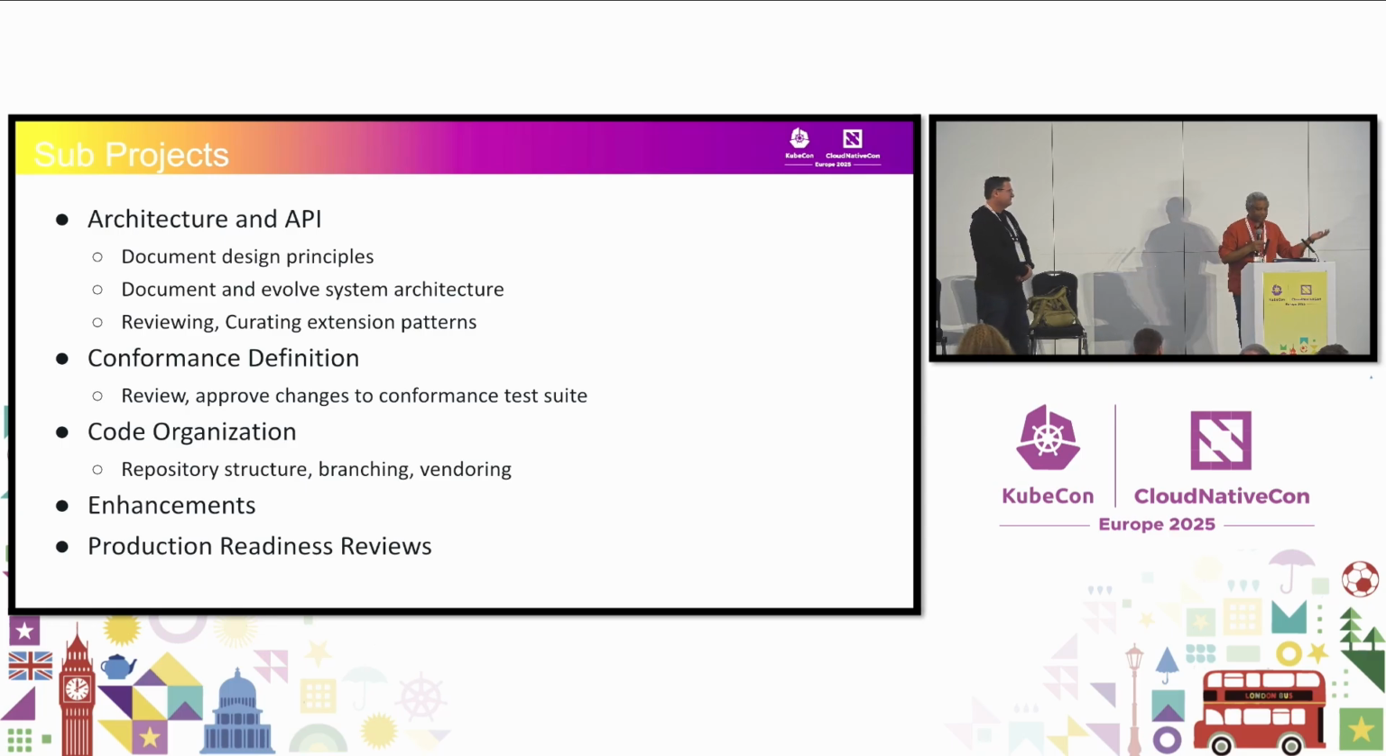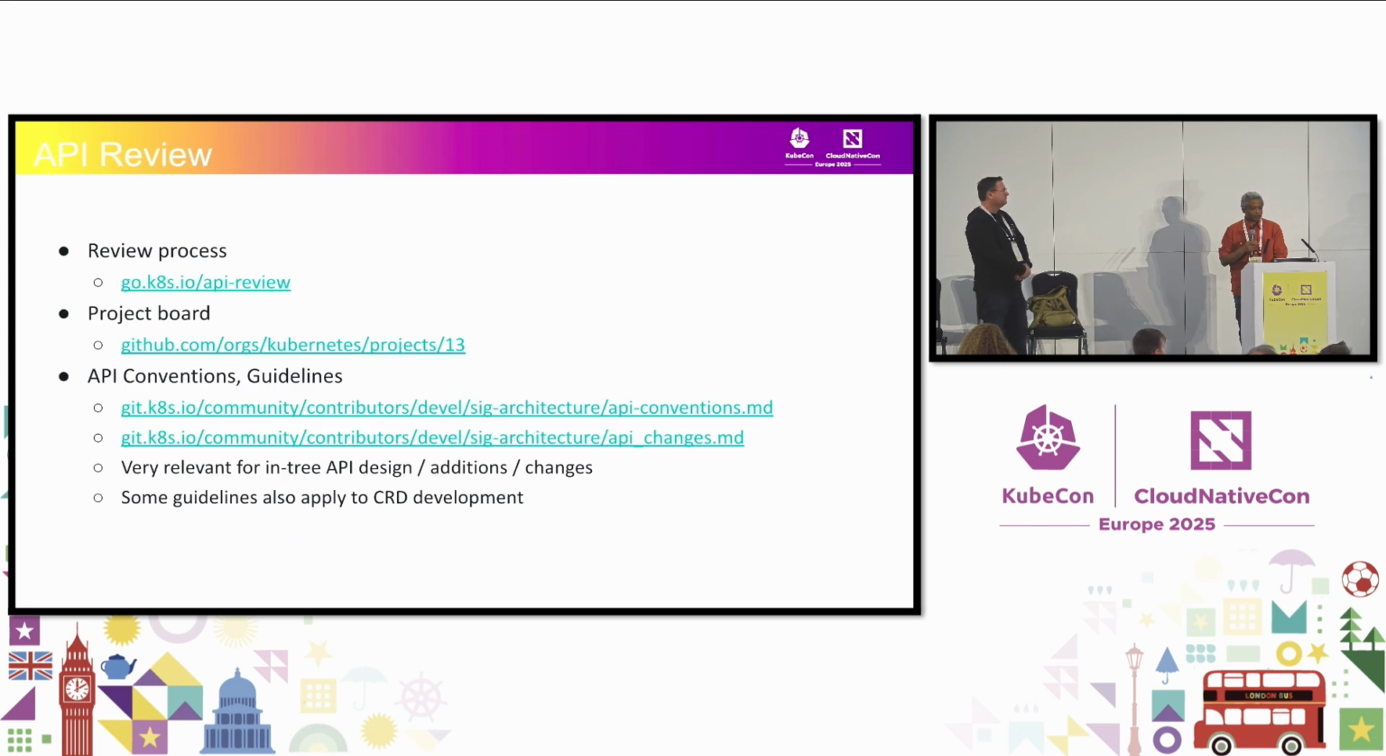So that's the example of the different teams. John runs the production readiness reviews. Jordan runs some of the API reviews. I help out with the code organization. So we have some specific people doing specific things, and we have some folks who help us. So that's the organization model.